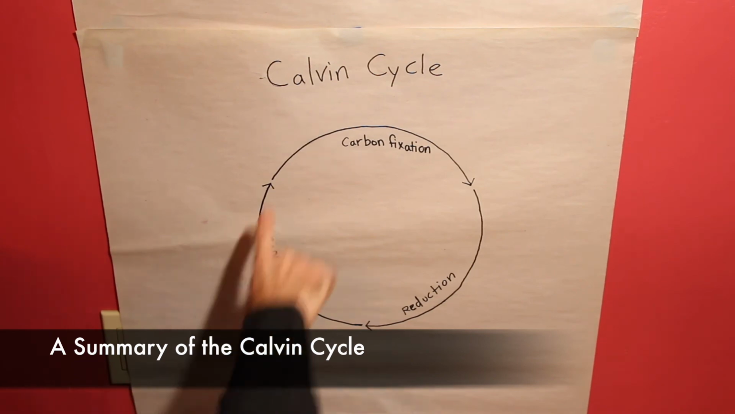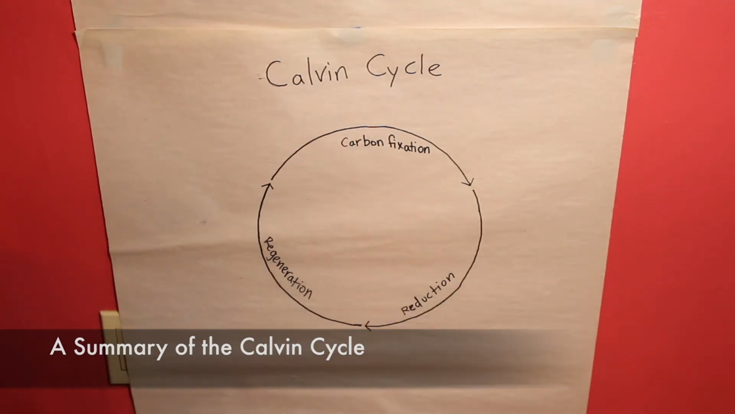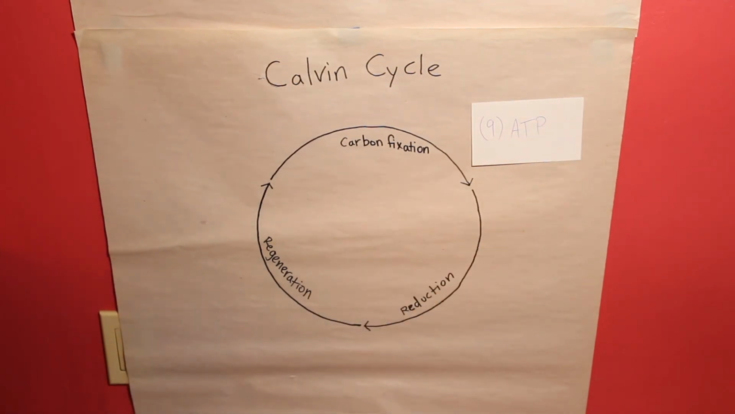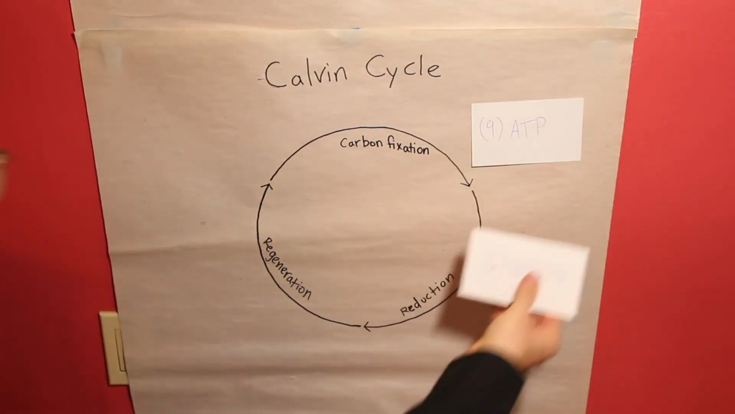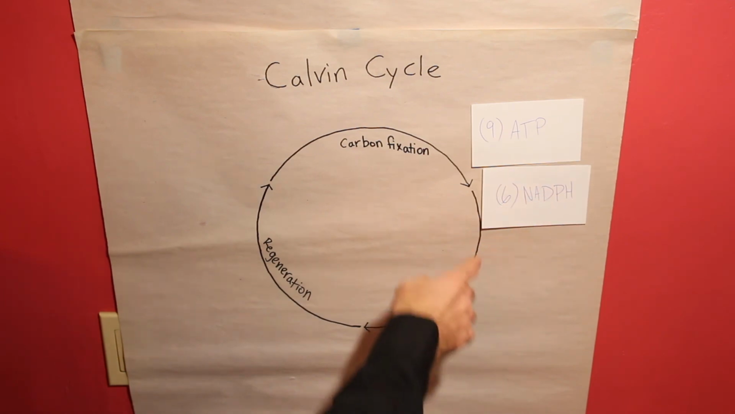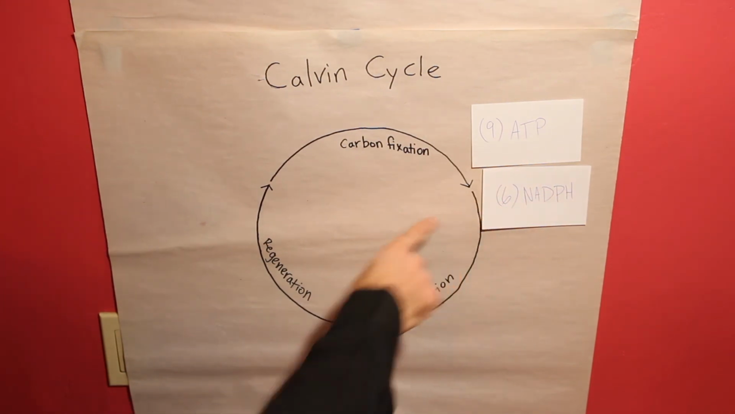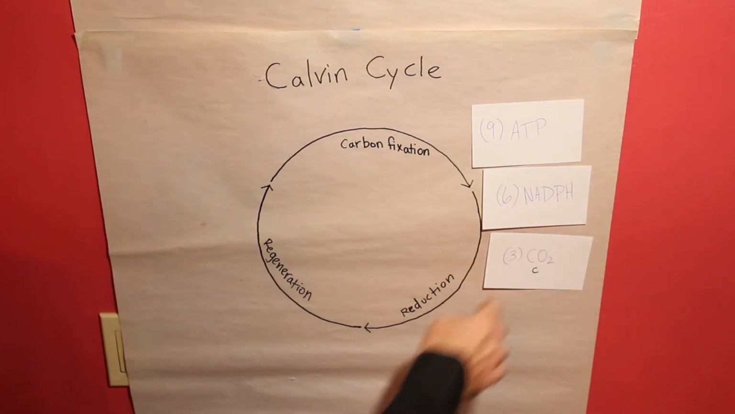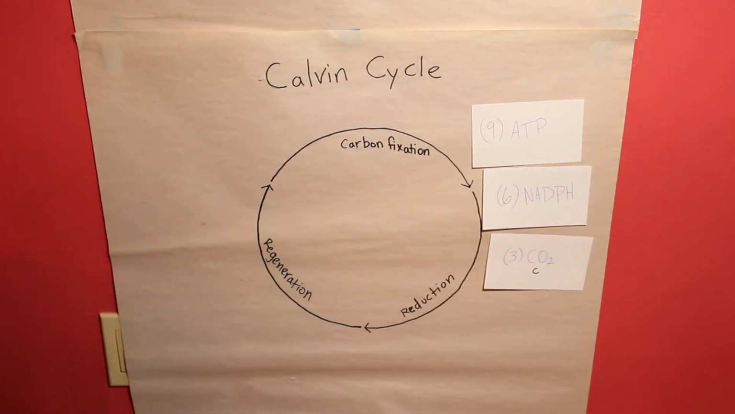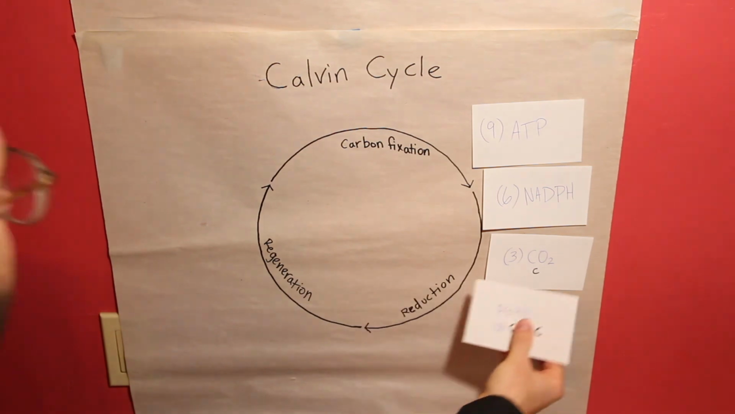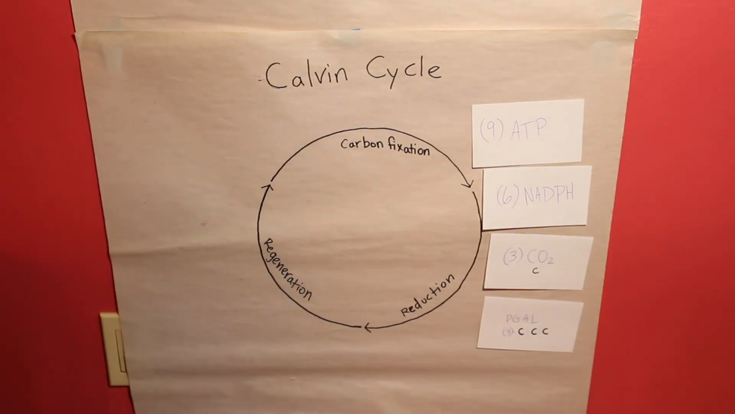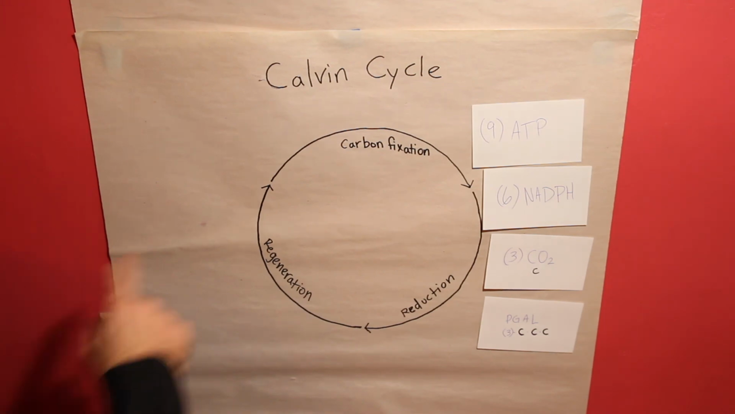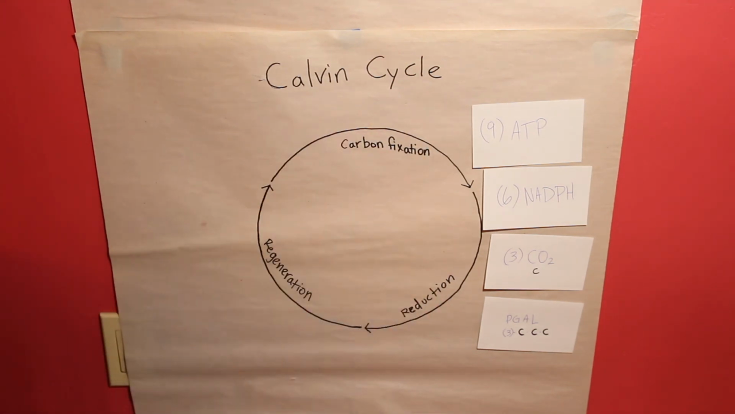So in summary, 3 revolutions of the Calvin cycle takes 9 ATP and 6 NADPH. This comes from the light-dependent reaction, and we fix 3 CO2 molecules to produce 1 3-carbon carbohydrate. And don't forget that a big part of the Calvin cycle is regenerating RUBP to continue the cycle again.